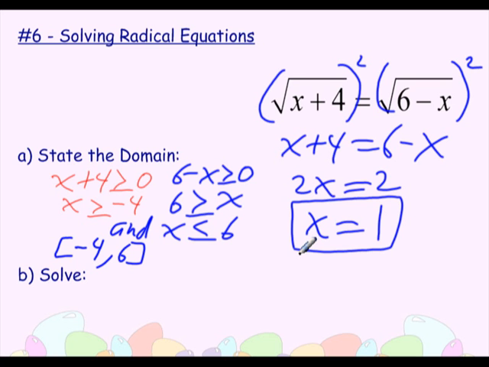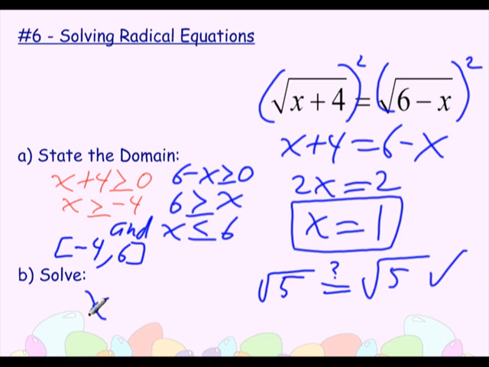You have to check your solutions, and you'll see why in just a minute. So x equals 1, 1 plus 4 is 5, so the left side would be the square root of 5. I'm checking to see if that's going to equal 6 minus 1, so that would be the square root of 5. Sure enough, it works. So x equals 1 is our solution.